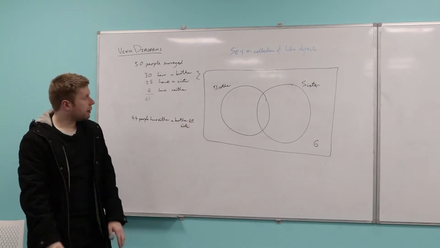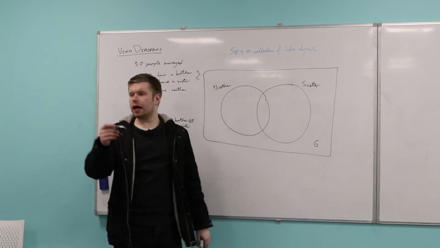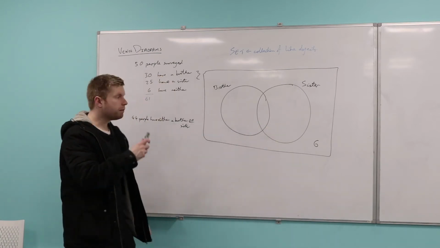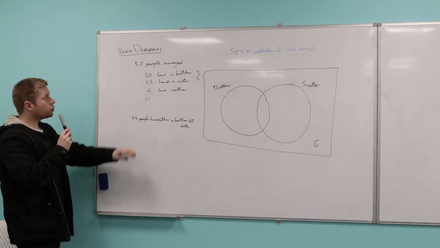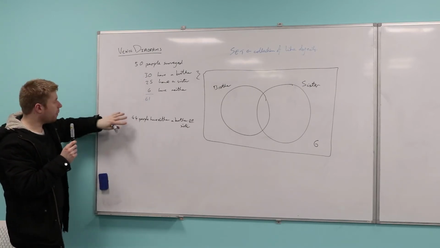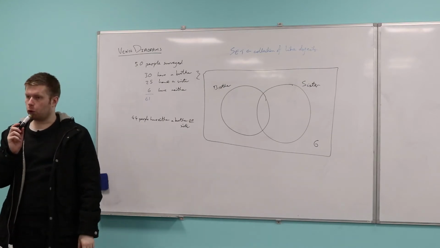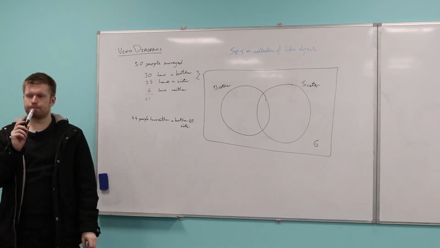So that means that 44 people must stand in at least one of those two circles, right? Now I know that 30 people have a brother and 25 people have a sister. So what I've got to try and do is break this up so that I get 44. How could I do that?